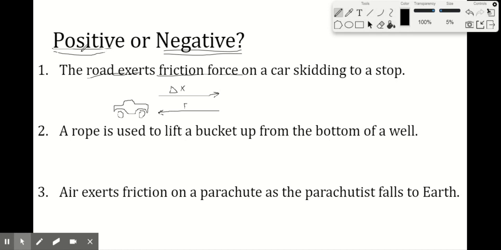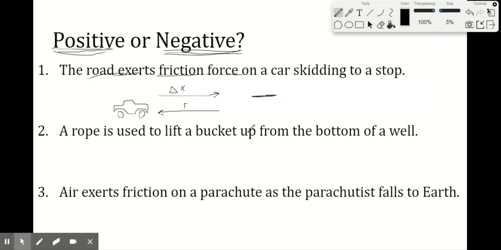So does that mean that our work is going to be positive or negative? The work done by friction, is that positive or negative? Since the force and the change in position are in opposite directions, we're going to have negative work for this one. Okay, good.